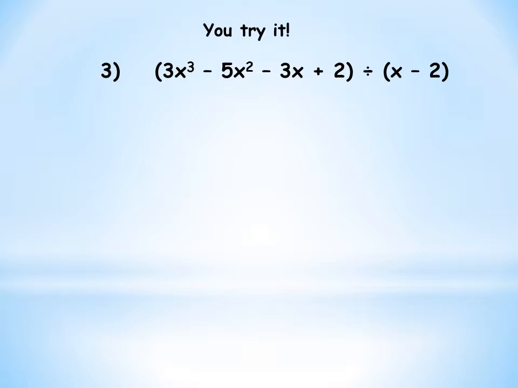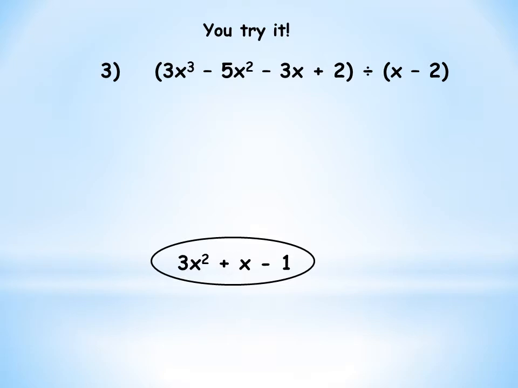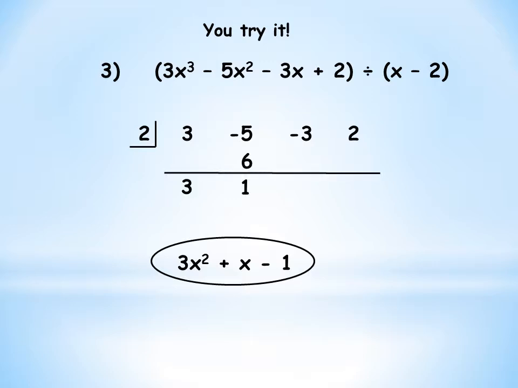Why don't you pause the video and try this one on your own? Did you get 3x squared plus x minus 1? Right? Put your coefficients down. You don't have to put any zeros in. You're going to divide by positive 2. Bring down the 3. Multiply, add, multiply, add, multiply, add. This time you have a remainder of 0.